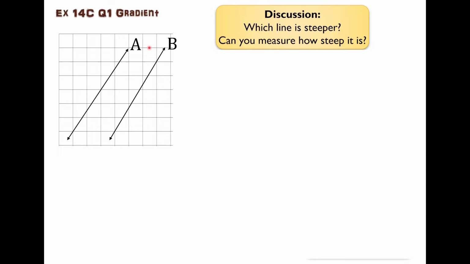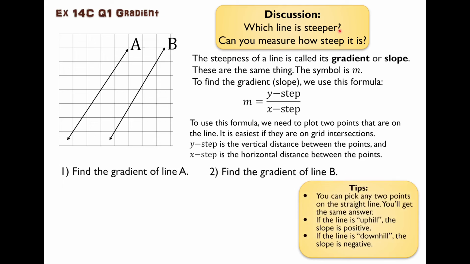Well, we have a strategy for measuring how steep it is and for proving the answer to question 1 rather than just looking at it and having a guess. And the strategy is called using its gradient or slope, and that's the steepness of its line. A bigger gradient means that it is steeper. Gradient and slope are the same thing. The symbol for gradient or slope is m.